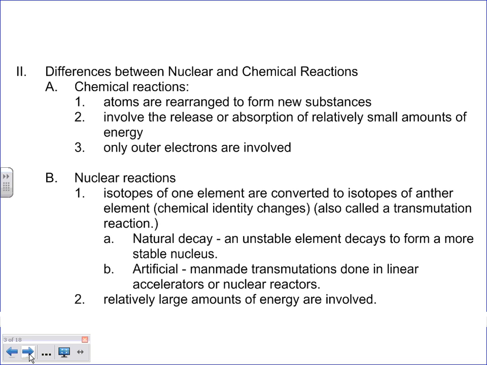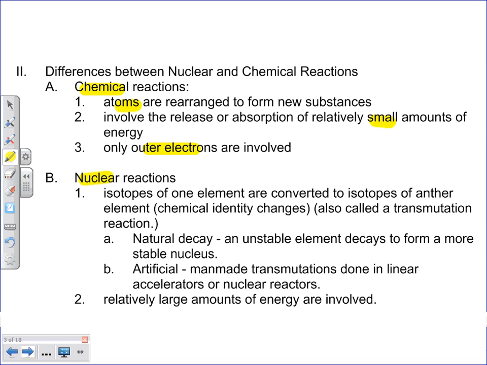And we should have a good understanding of the differences between chemical and nuclear reactions. Notice that in chemical reactions, you're only talking about rearranging of atoms and you form new substances. That's what we've worked with up until this point. And in the process, you get small amounts of energy that are either released or absorbed, and that's because we're only dealing with those valence electrons, the outer energy level electrons.